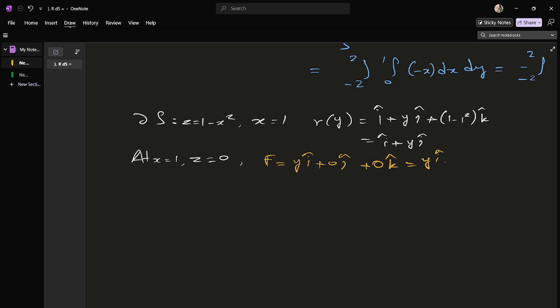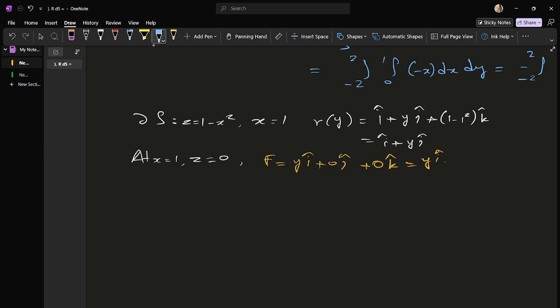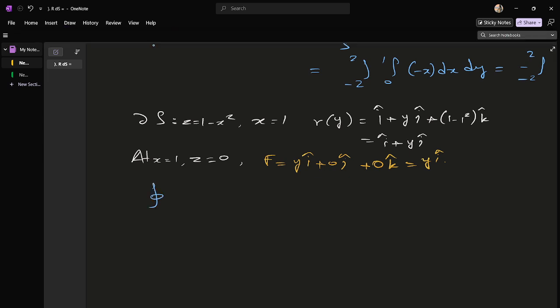So now we have to compute the line integral. Then how can we do that? So the line integral is the closed integral over del S of F dot dr, equal to the integral from minus 2 to 2 of y dx only. Okay.